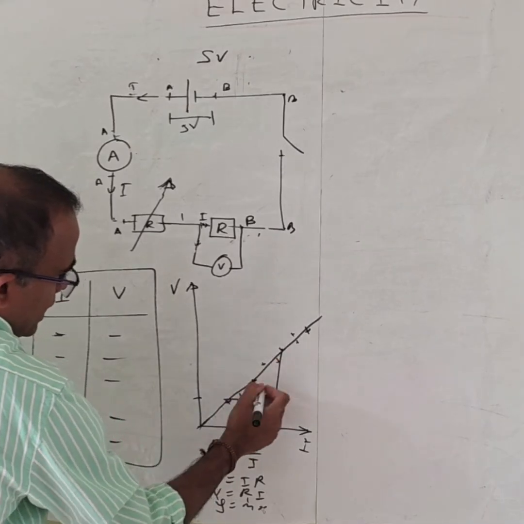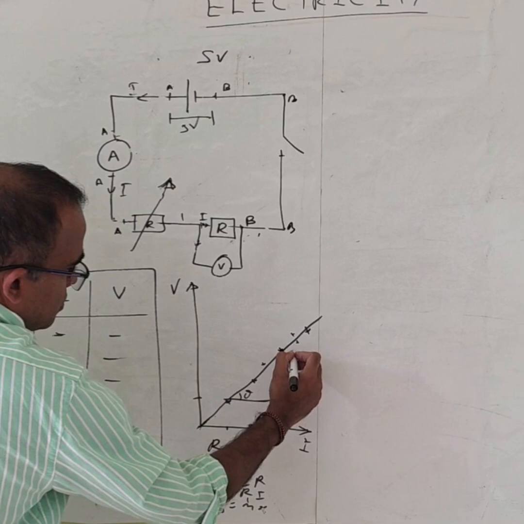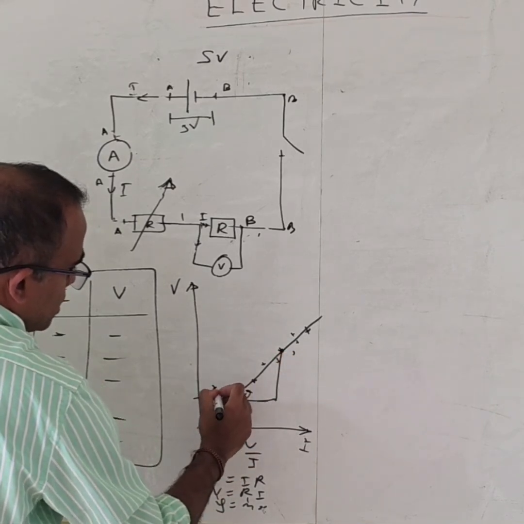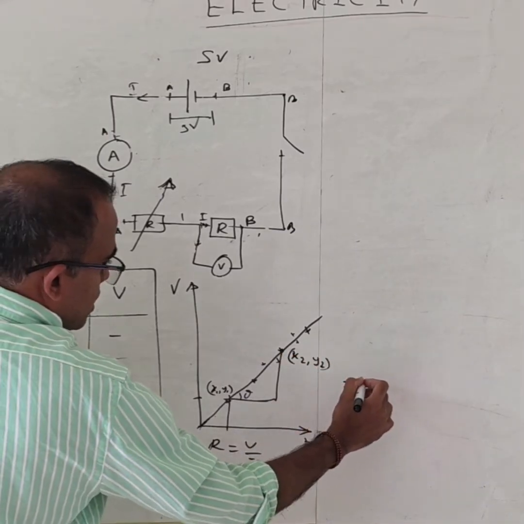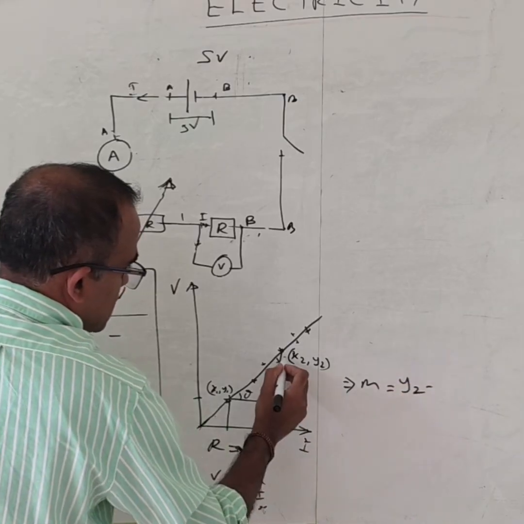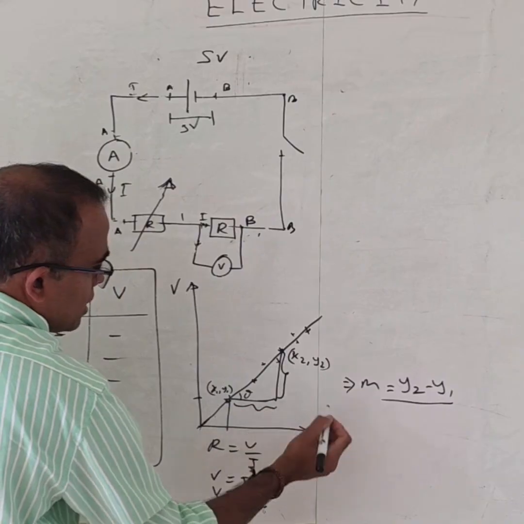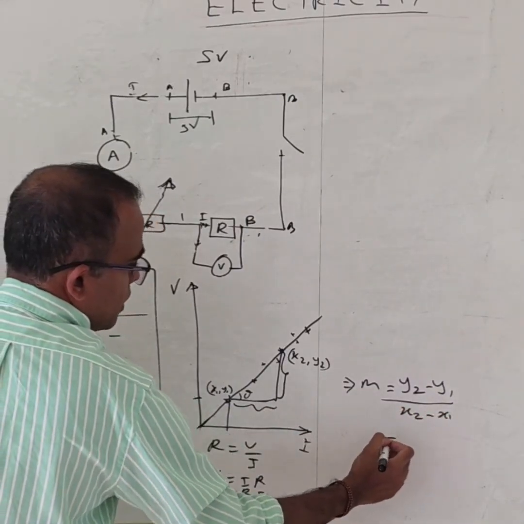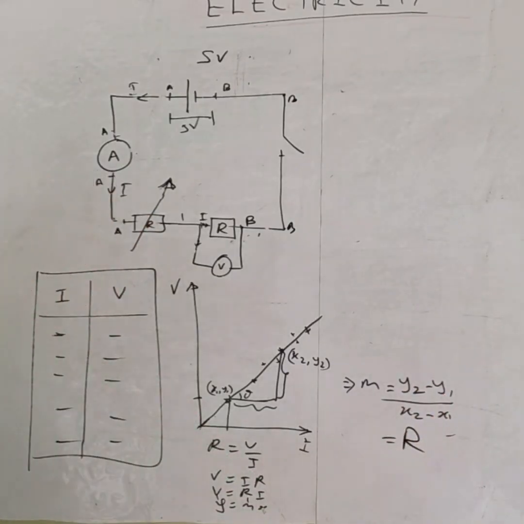To find the gradient, you may already know, say the coordinate of this point is x1, y1 and this point is x2, y2. You will write m is equal to y2 minus y1, this length, divided by x2 minus x1, this length. If you find this value, that is equal to R.